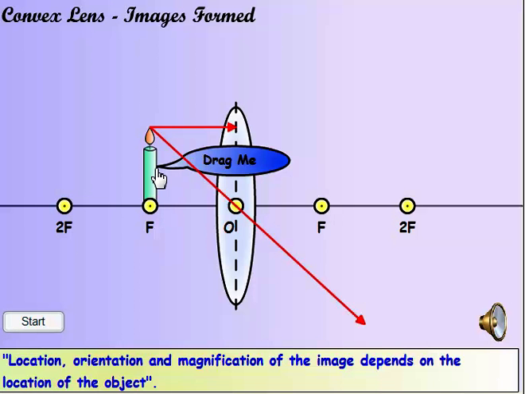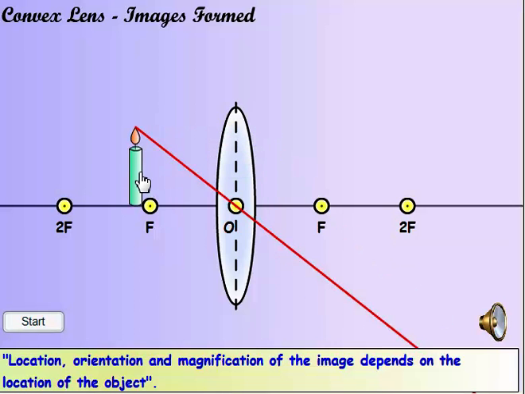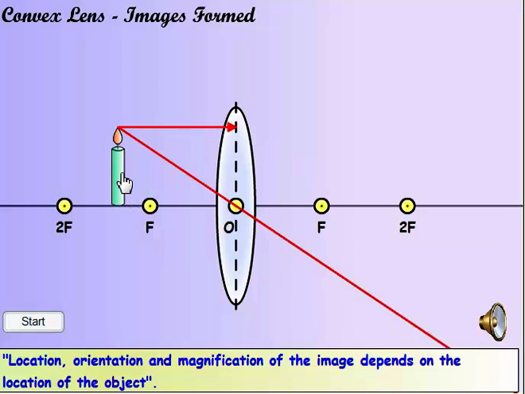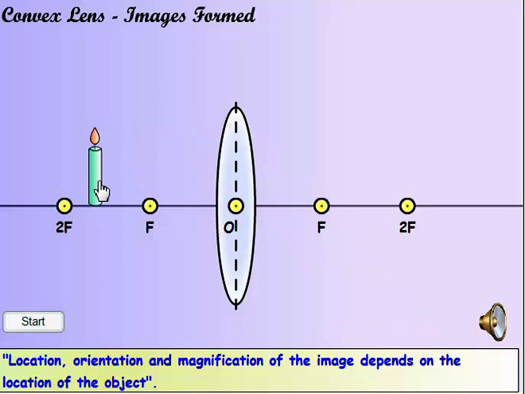Drag the candle along the principal axis to check out where the image will form. It is interesting that the convex lens can produce real diminished images, which are inverted, as well as virtual magnified images which are upright.